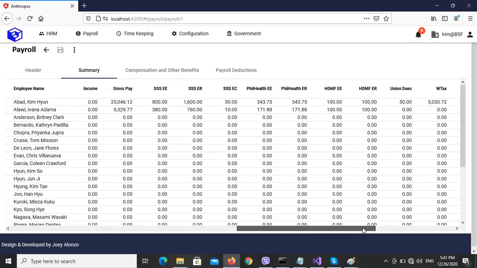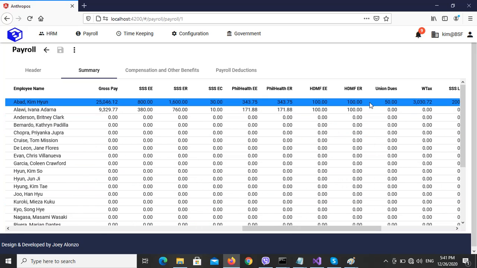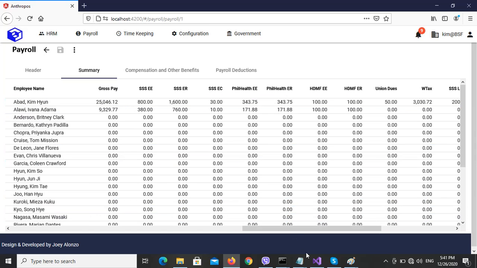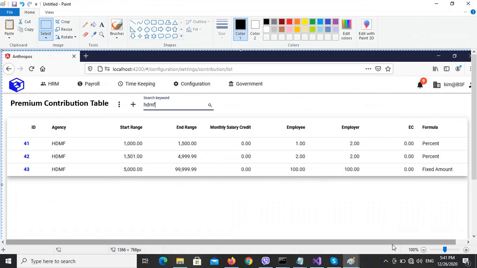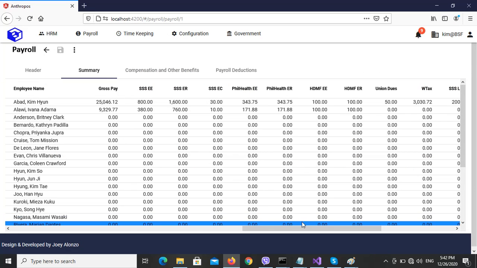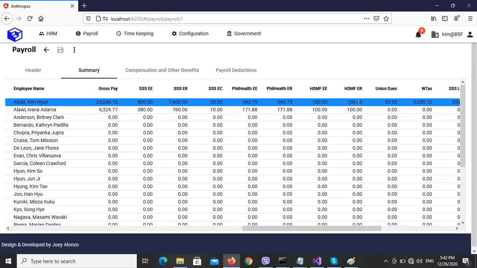Now for Pag-ibig, again it is on the gross pay. So our gross pay is 25,046.12. If we now go to the table of Pag-ibig, it will go on this range. On this range, it will be a fixed amount of 100. So if we now go to the payroll here, the deduction is 100. And that's it. So that's how easy it is to calculate SSS, PhilHealth, and HDMF in HR Tech Payroll.